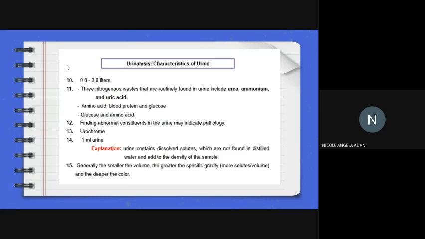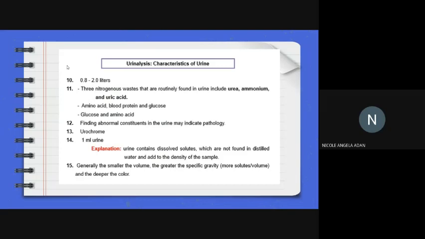Moving on, we have number 14, which has a greater specific gravity, 1 ml of urine or 1 ml of distilled water? Well, the greater specific gravity is 1 ml of urine because the urine contains dissolved solutes which are not found in distilled water and add to the density of the sample. Okay, number 15, explain the relationship between the color, specific gravity, and volume of urine. Generally, the smaller the volume, the greater the specific gravity or more solutes, and the deeper the color.